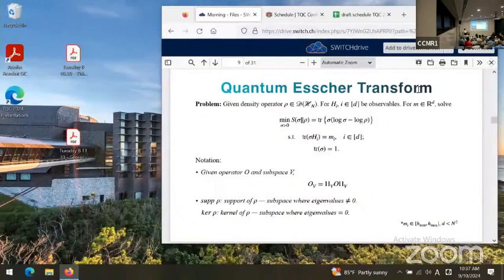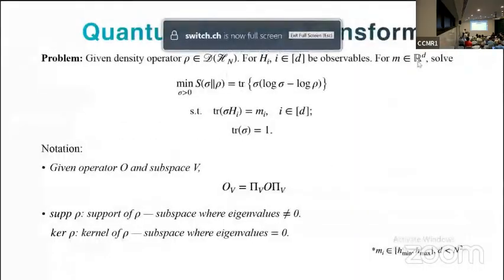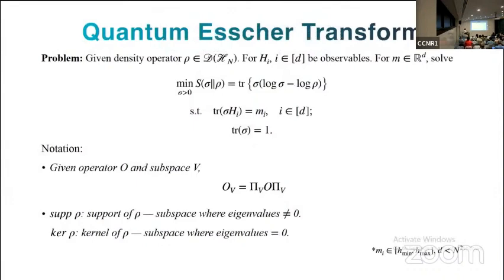Okay, let's talk about the problem again. For this problem, we need a sigma to meet two conditions. One is about the expectation value of observable H, and the other is that sigma needs to be a valid quantum state. But when we are solving this problem, we have one challenge.